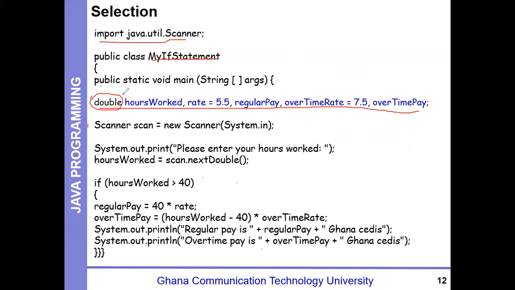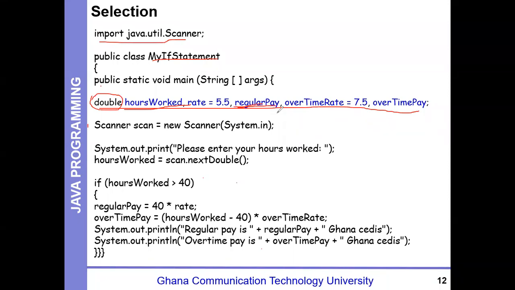Now, we have a variable that is called hours worked. We haven't assigned a value to it because we want the user to tell us how many hours they have worked. And then we can do some calculation. So if I take that hours worked and multiply by the rate, I'll get what we call the regular pay. So I've got another variable there called regular pay.